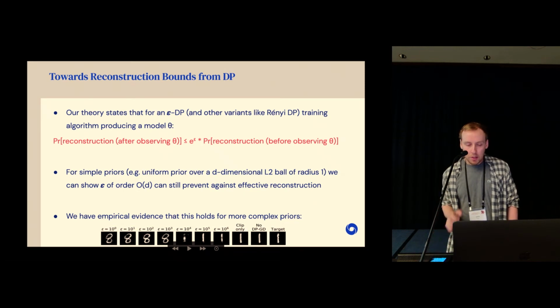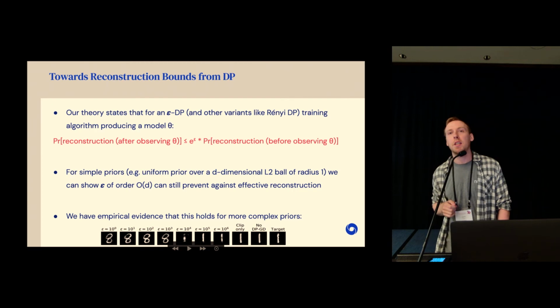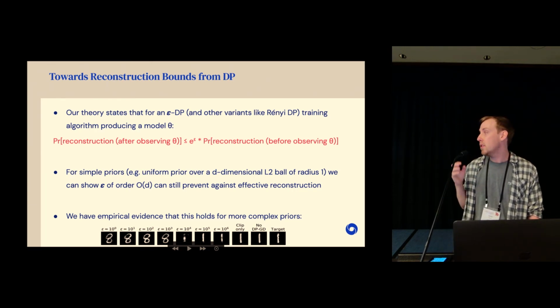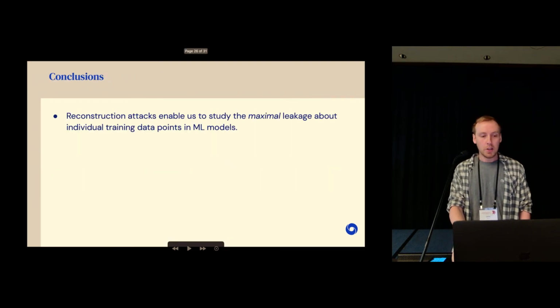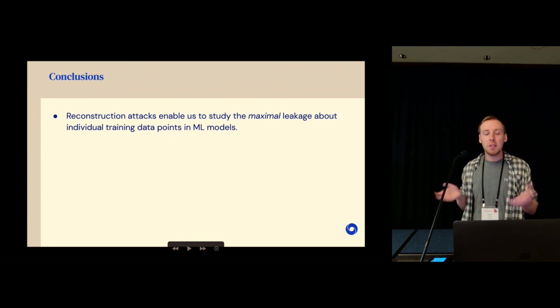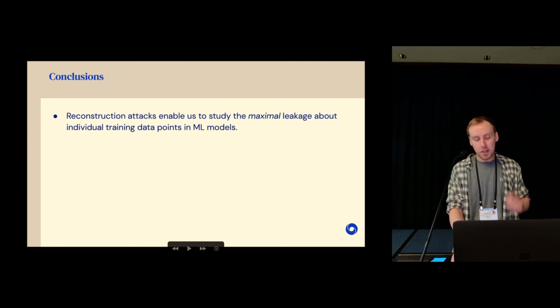If we're willing to be vulnerable to membership inference and we specifically want to guard against reconstruction, there is some preliminary evidence that shows we might be able to get away with larger privacy budgets. Just to quickly wrap up, reconstruction attacks enable us to understand the maximum amount of information that could be leaked about your training data set. So if that's what you care about, you should consider reconstruction attacks.